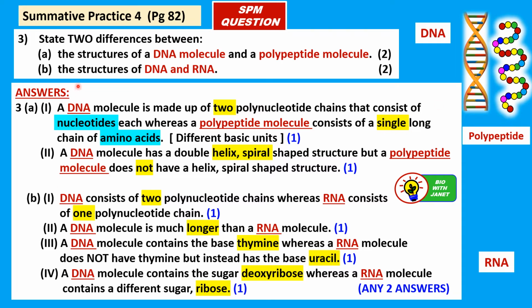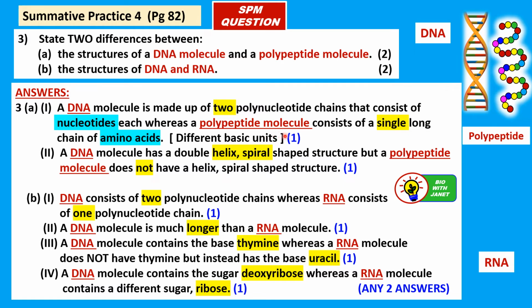So now let's try to explain the differences. Now, what's the first difference? A DNA molecule is made up of 2 polynucleotide chains. Okay, now these 2 orange chains consist of the basic units called nucleotides.